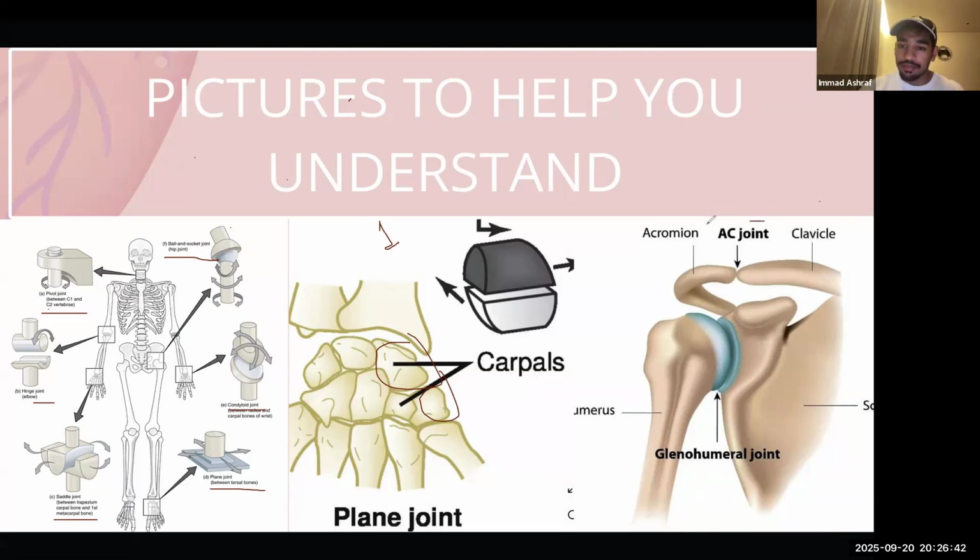And then you have this joint. What kind of joint is this? The AC joint, the acromioclavicular joint. What kind of joint is the acromioclavicular joint? Someone answer, please. Okay, I have in the chat someone said ball and socket. Do you have any other answers? Can anyone else answer before I answer?